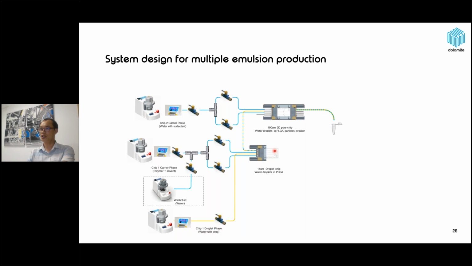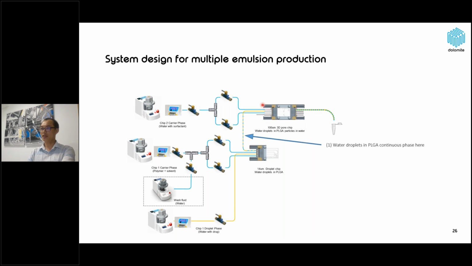Here goes the first chip, and the other pump will be used for the carrier phase, like polymer and solvent, like PLGA and DCM. Here we make the water droplet in PLGA continuous phase, and then the product of the first chip will be used as the feed droplet phase of the second chip.